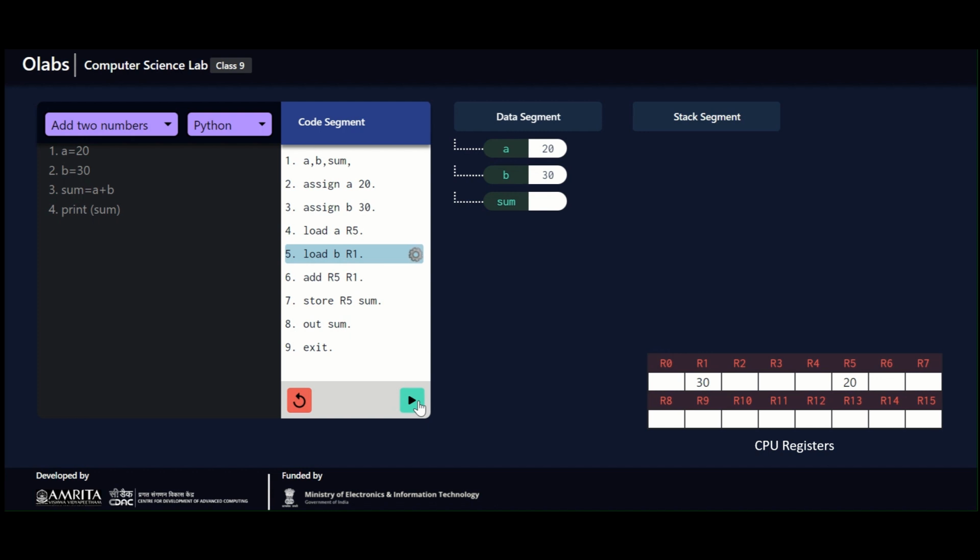Now the add instruction can come in, and given the registers, using the wirings underneath, it would add and put the value, that is the result, on the first register R5. Now the computed sum is stored back to the variable sum. Finally, the print statement, which is an out instruction, outputs the value 50 and the program exits.